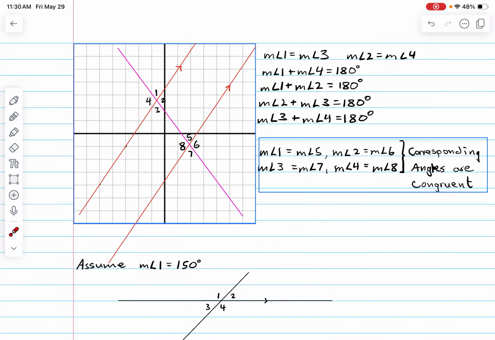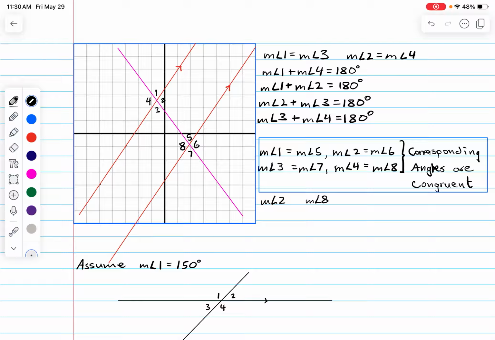Now, I want to take note of some properties of these. First of all, the interior angles. Let's just think about this a second. I'm going to look at angle 2 and angle 8. So I want to look at the measure of angle 2 and the measure of angle 8.